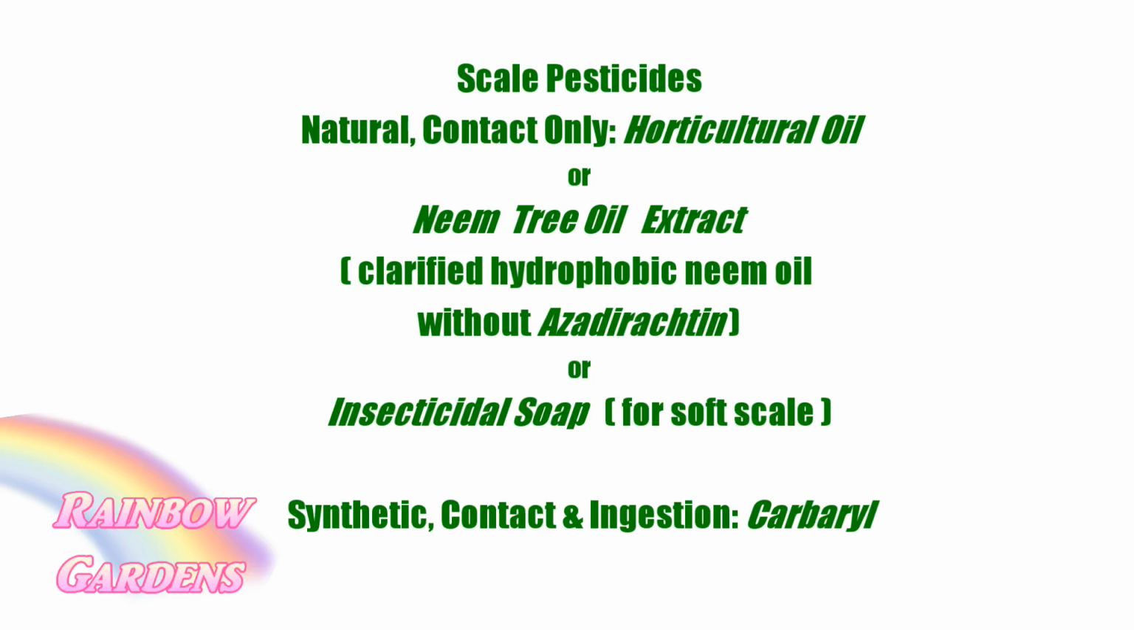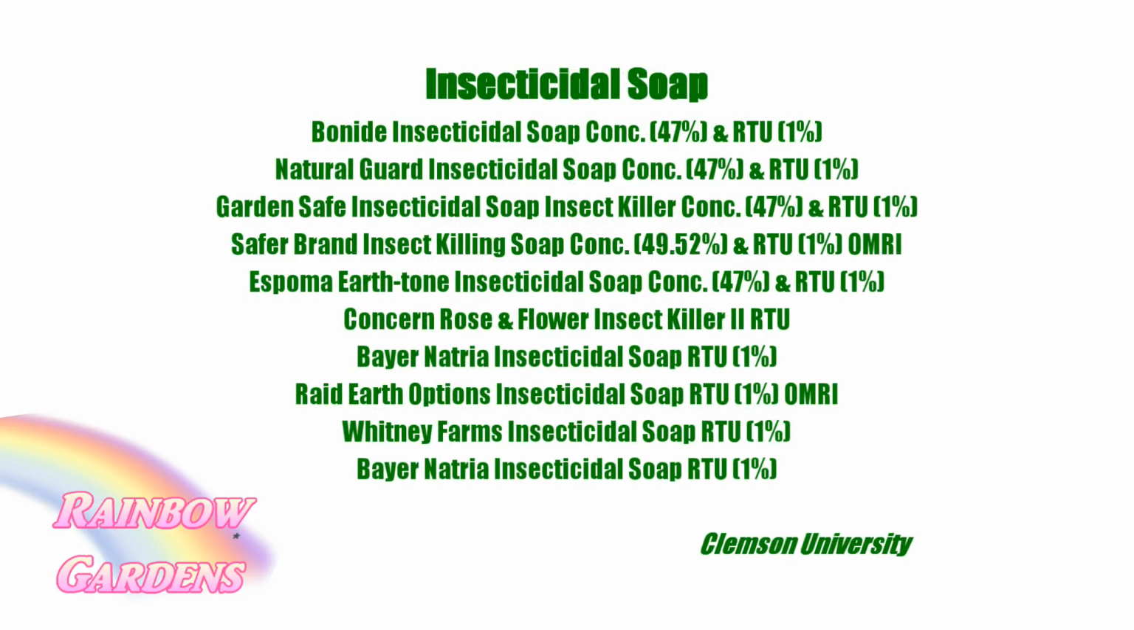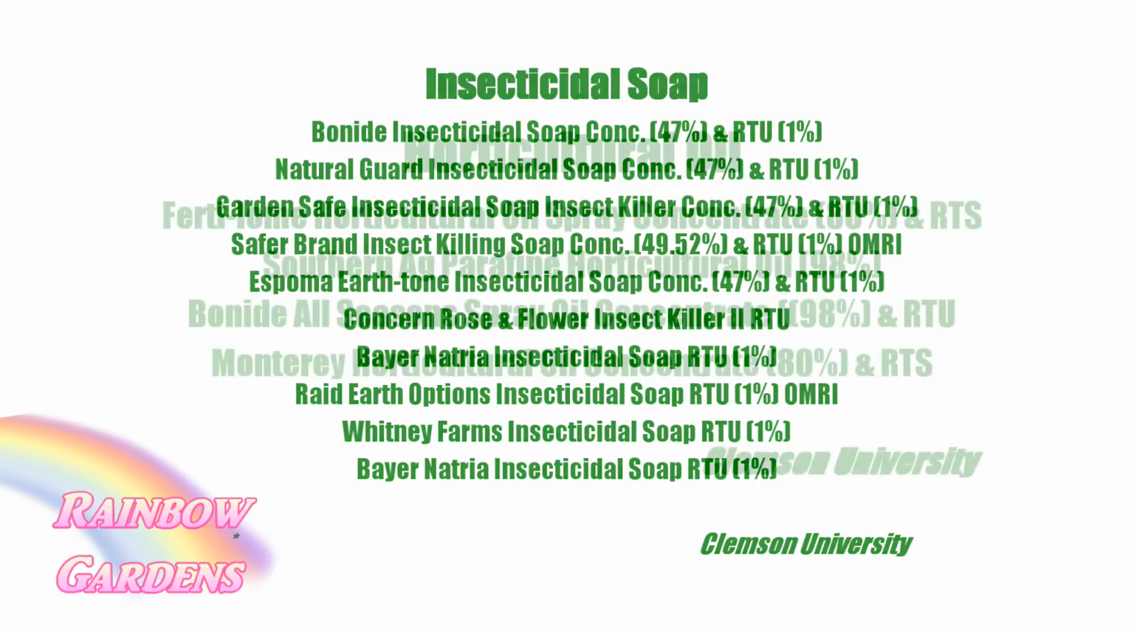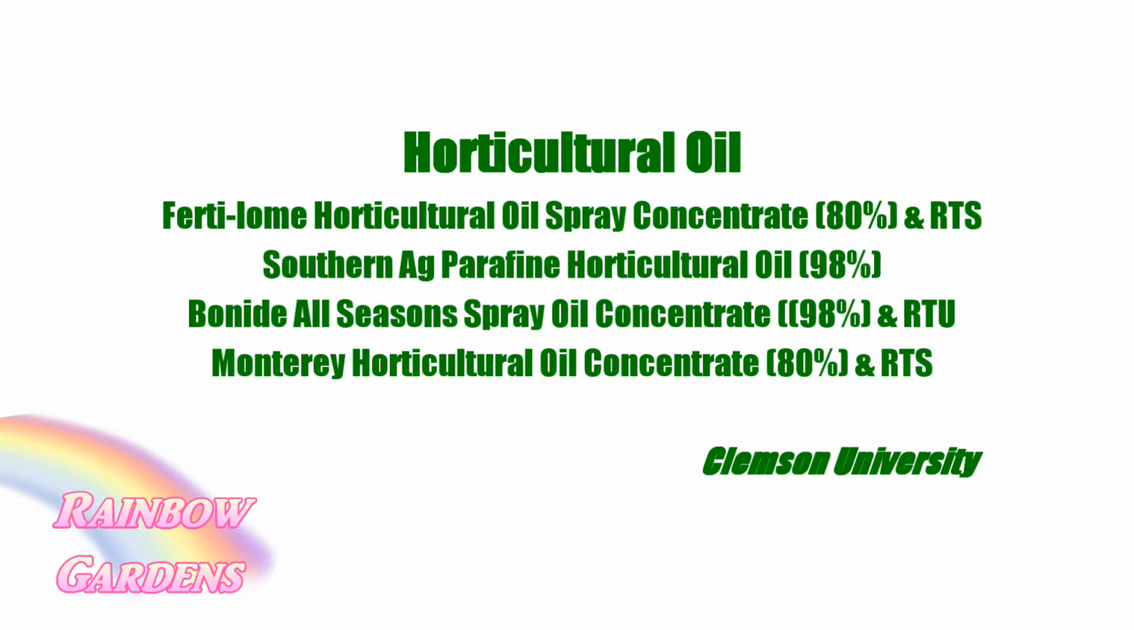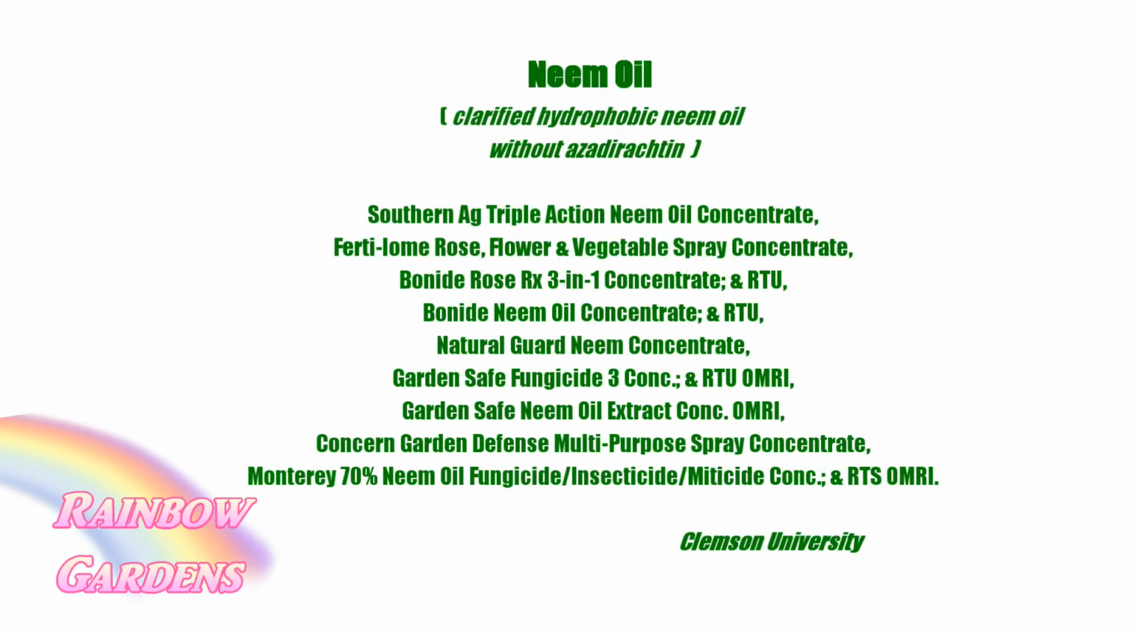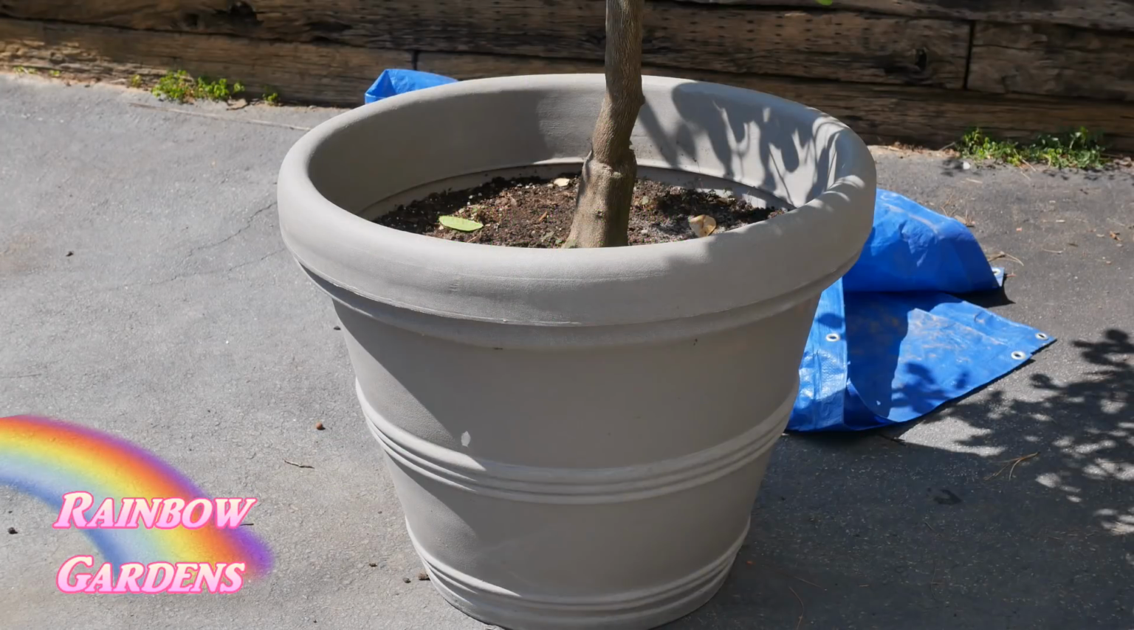So here are some insecticidal soaps that you could use. These are the brand names. So you can just pause this if you need to look for them on the internet. There's also some horticultural oil, which has been recommended too by Clemson University. And neem oil, I want to mention too, is different than neem seed extract, which we'll look at here in just a bit.